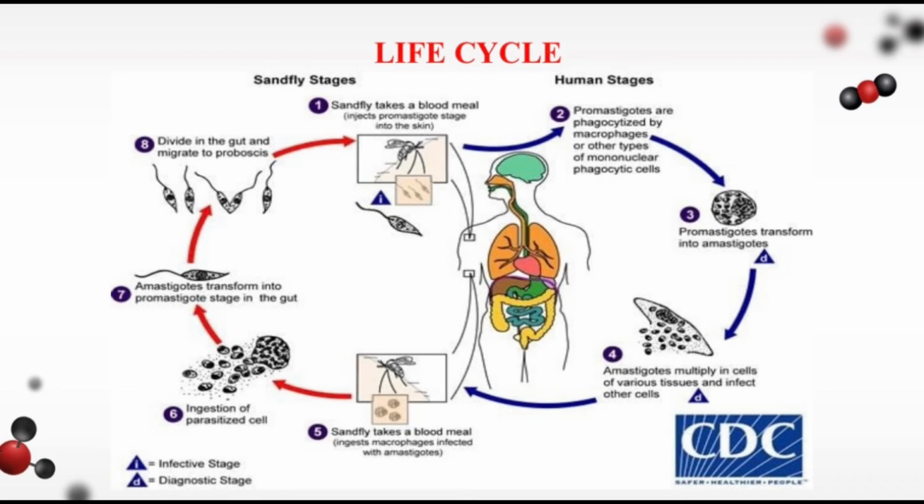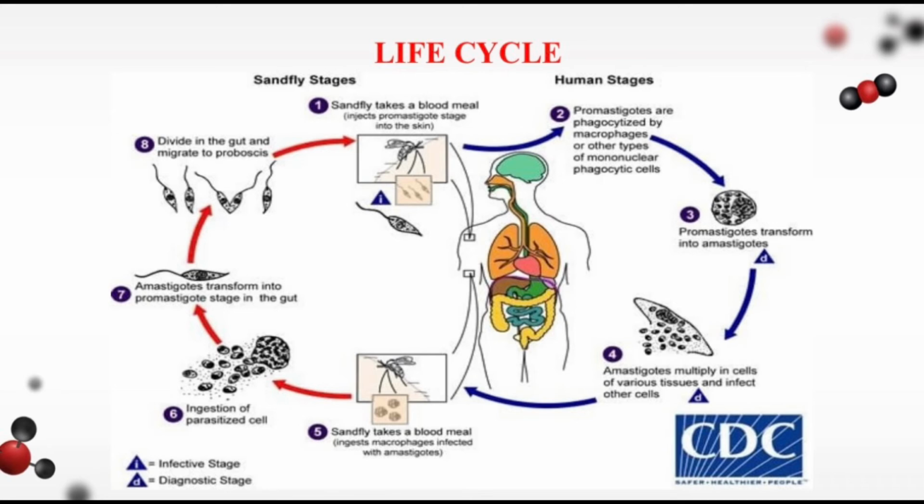The cycle begins with an infected sandfly. It will inject the promastigote stage into the skin of the human during its blood meal. As the promastigote reaches the puncture wound, it will be phagocytized or ingested by macrophages, also known as white blood cells, that kill and protect our body from unnecessary foreign microorganisms.